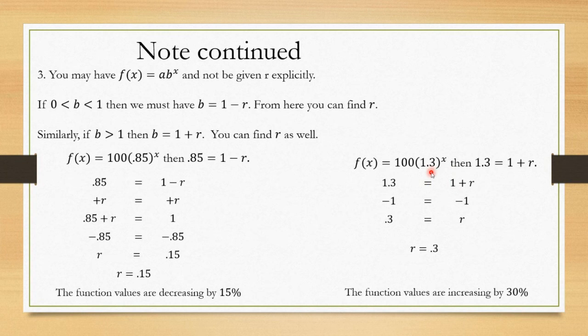All right, so we have 1.3. To figure out what r is, we can subtract 1 from each side and get 0.3 equals r. That tells us that this is going to increase by 30%. Again, the whole point of this is, if we want to know by what percent the function values are increasing or decreasing, we have to figure out what this r is. And that's what we're doing here.